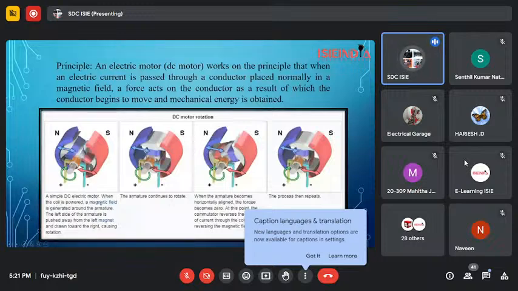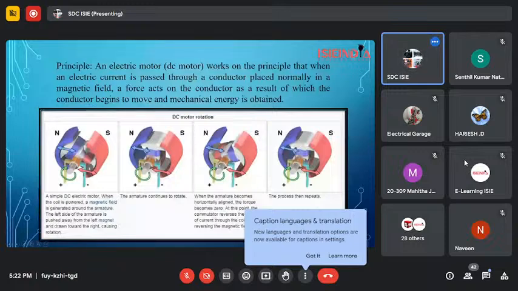In a simple DC electric motor, when the coil is powered, a magnetic field is generated around the armature. As I've told you, the left side of the armature is pushed away from the left magnet and drawn towards the right, causing the rotation. The rotational energy will be obtained here. The armature continues to rotate. As the armature continues to rotate, it will try to align horizontally. When the armature becomes horizontally aligned, the torque becomes zero. At this point, the commutator reverses the direction of the current passing through the coil, right? And reverses the magnetic field.